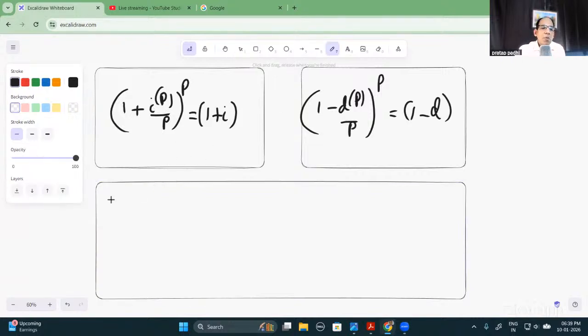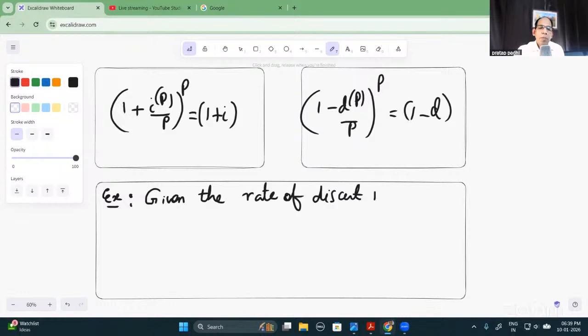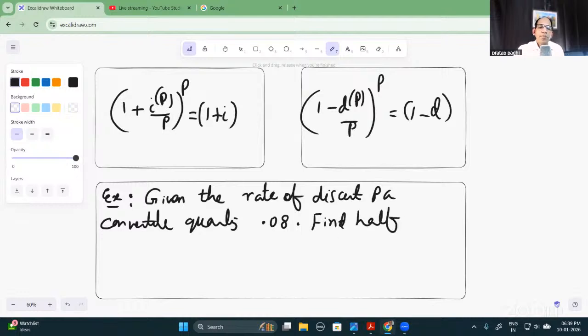Now coming to this one, suppose this is the example. Given the rate of discount per annum, convertible quarterly, that is, suppose 8%. The question is to find the half year interest rate. Interest rate means effective rate of interest, the half year interest rate. So how can you use all these formulas?